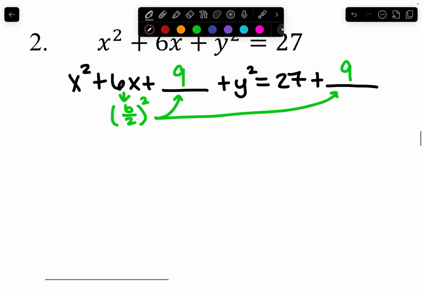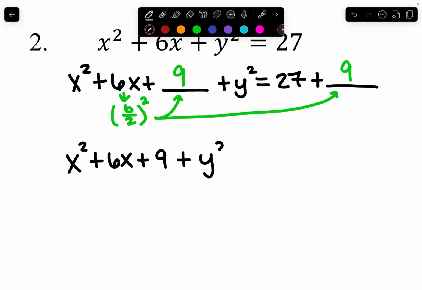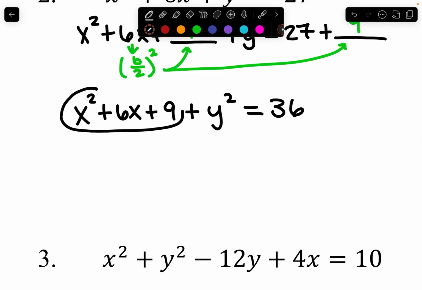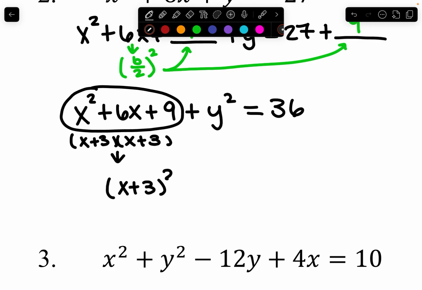Now that I've done that, this is what I have. I have x squared plus 6x plus 9 plus y squared equals whatever 27 plus 9 is, and that is 36. Okay? At this point, I'm only going to focus on this trinomial. When I factor this, I will get x plus 3 and x plus 3, which was my goal, and I can write that as x plus 3 squared plus y squared equals 36. And now we have a beautiful standard form equation of a circle.